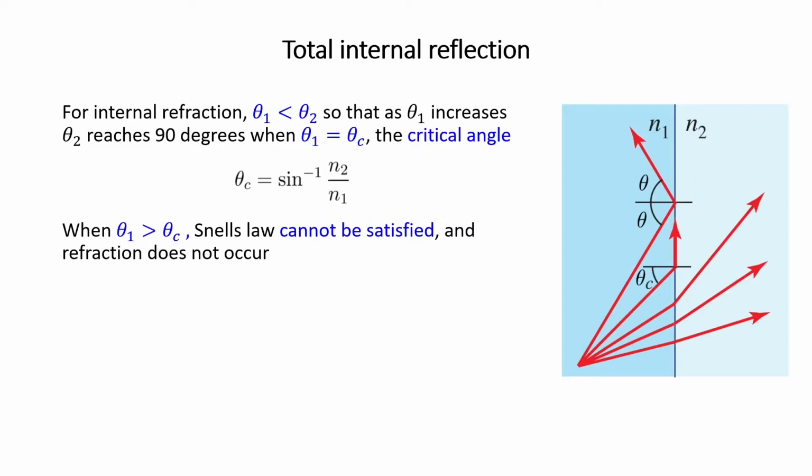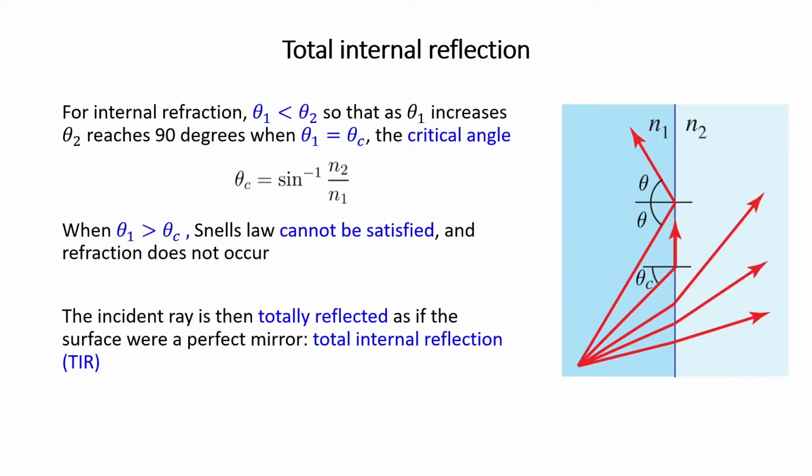If we still increase theta 1 to values greater than theta c, Snell's law cannot be satisfied. So no refraction occurs when theta 1 is greater than the critical angle. And the boundary acts as a perfect mirror, and it totally reflects the incident ray as you see here. This is called total internal reflection. Be careful, this is total internal reflection, not refraction.